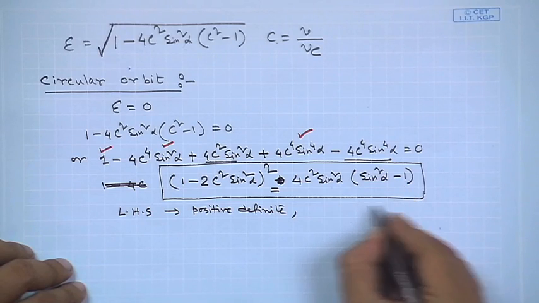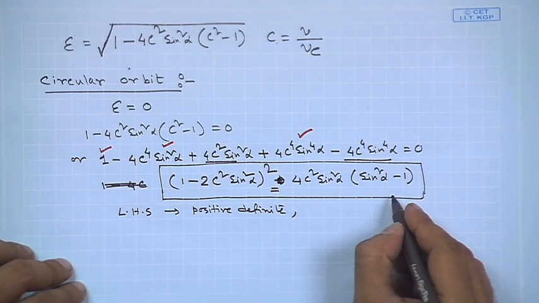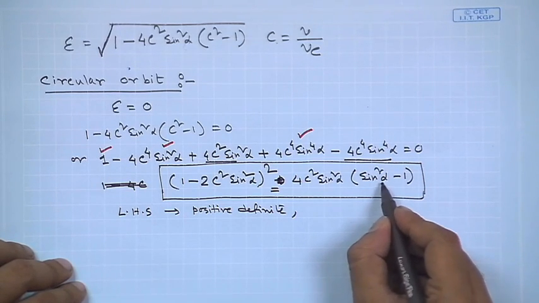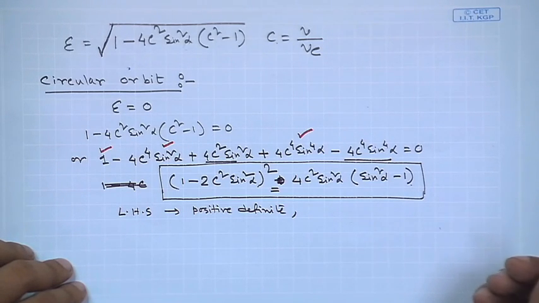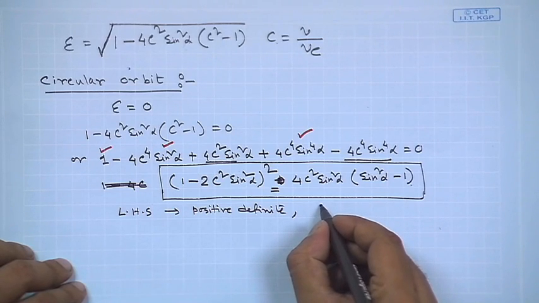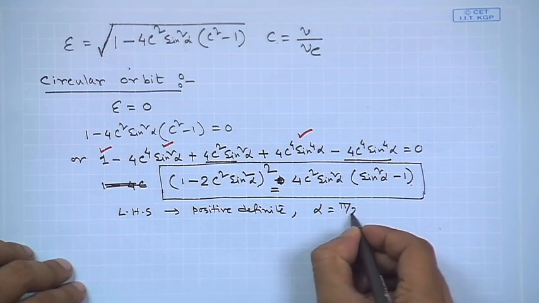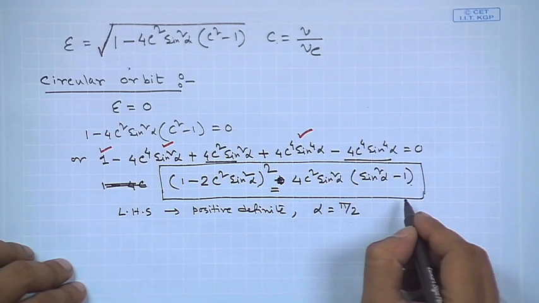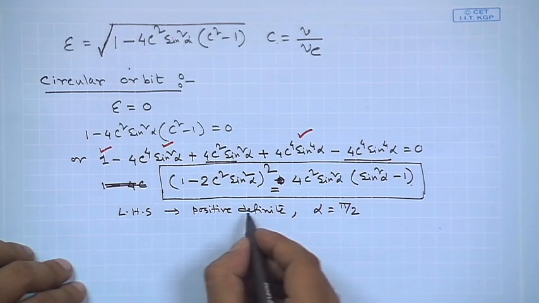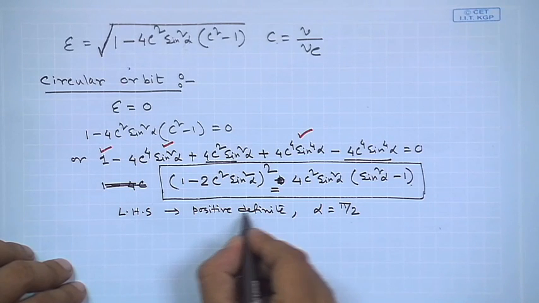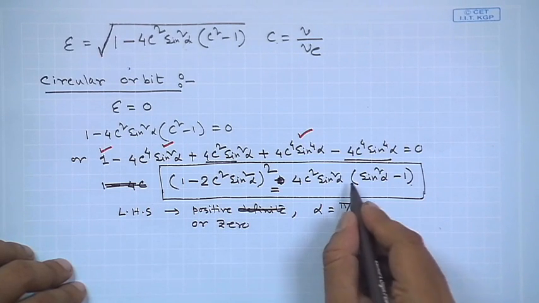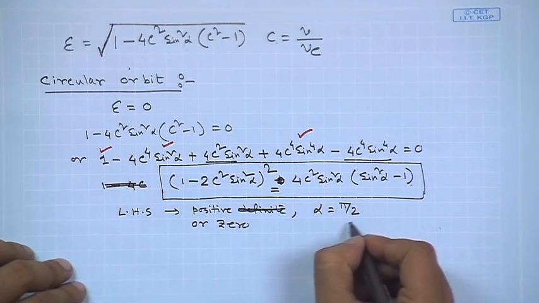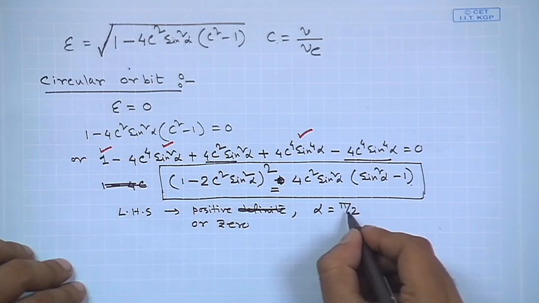The right hand side is generally negative, because sin square alpha is never greater than 1. So, sin square alpha minus 1 is negative all the time, except when alpha is equal to pi by 2, then my right hand side becomes 0. So, the left hand side can be either positive or 0, and the right hand side can only have a 0 value at alpha equal to pi by 2.